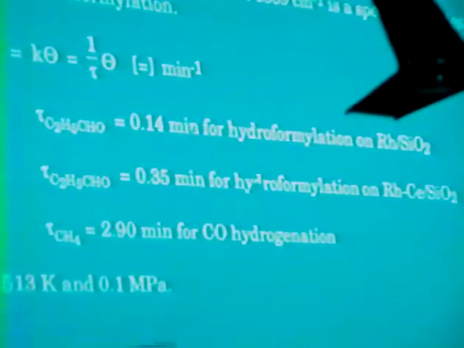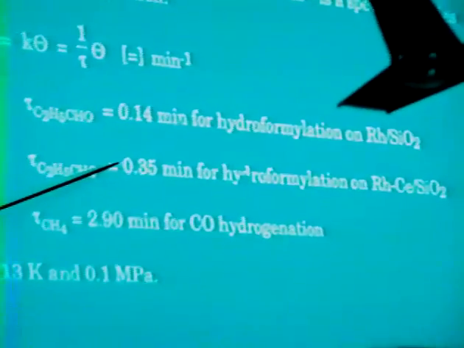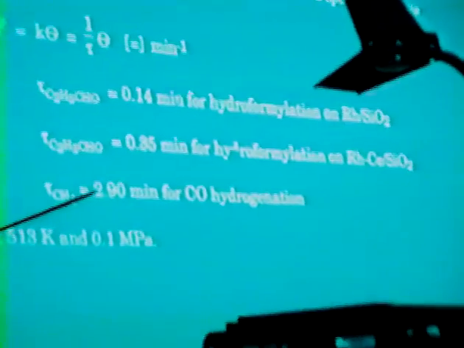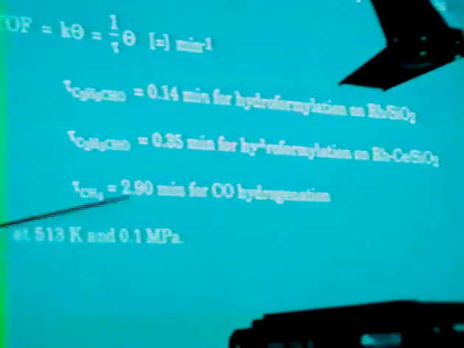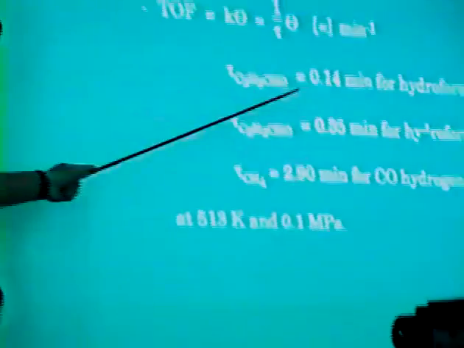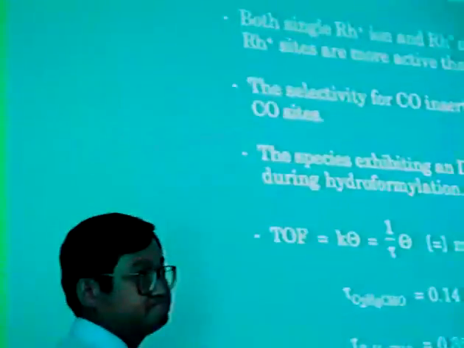We found the cesium-promoted catalyst gives a large residence time for the intermediates, and the residence time for the intermediate for methane formation is significantly greater than the residence time for the intermediate leading to the aldehyde species. Thank you.